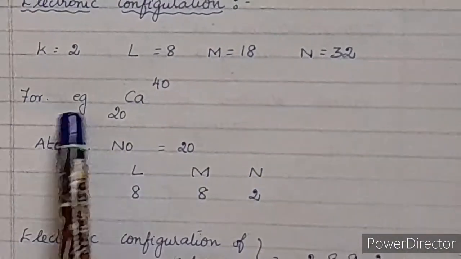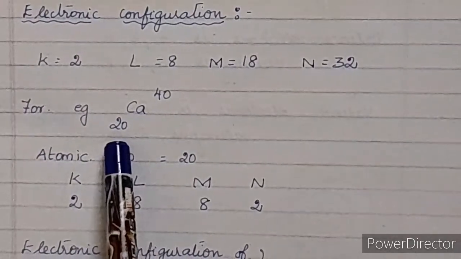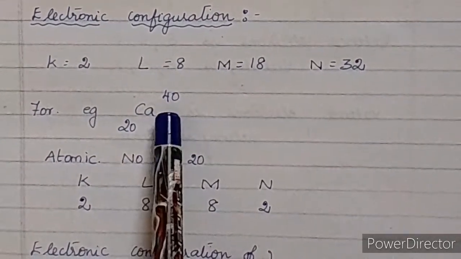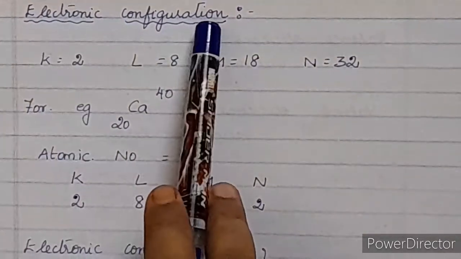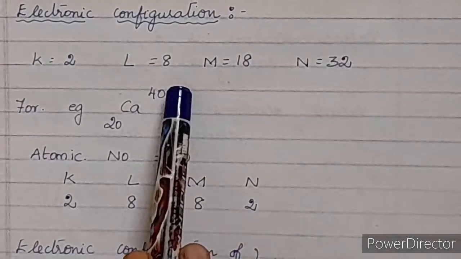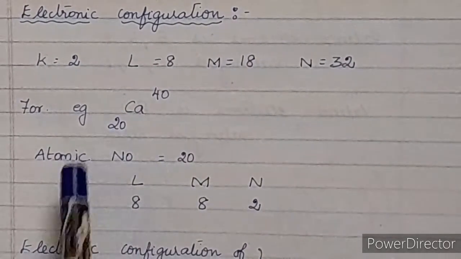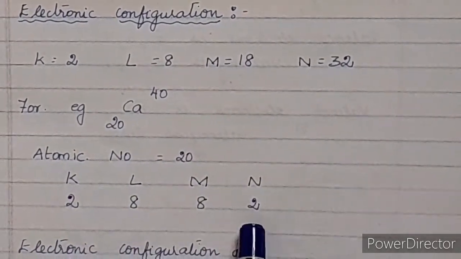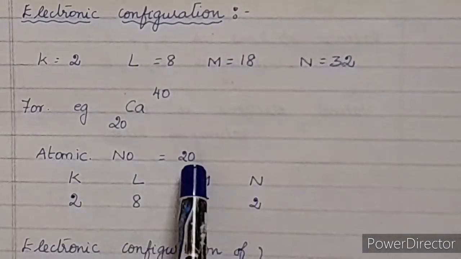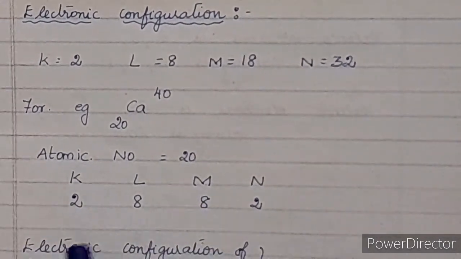Now let's see an example. Example is calcium 20 40. The atomic number is 20 and the mass number is 40. But for the electronic configuration, we take into account the atomic number, not the mass number. Using the atomic number, we are going to write the electronic configuration. Now here for calcium, the atomic number is 20. Now how is it filled?